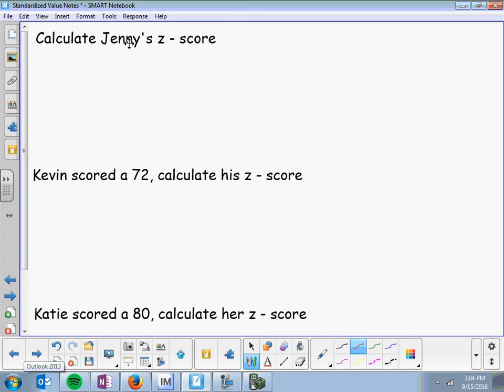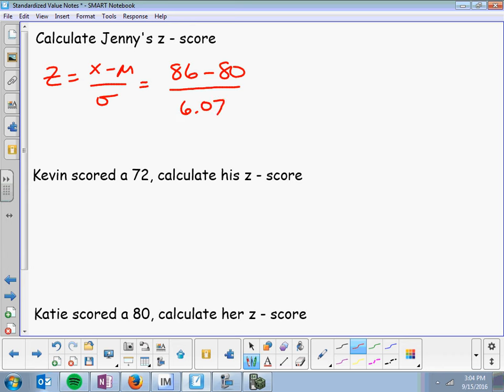Jenny's got an 86, and we're going to calculate her Z-score. So we write our formula down: Z equals X minus mu over sigma. She got an 86. The average was an 80, with a standard deviation of 6.07. So again, we're figuring out how far above average, and even 6 points isn't enough. That's why we have to factor in the standard deviation.